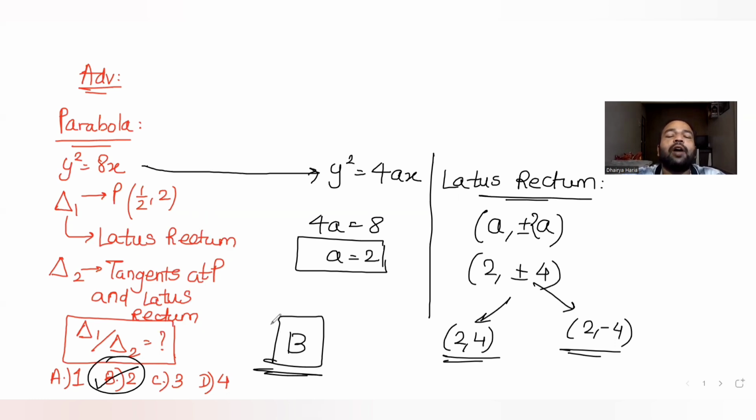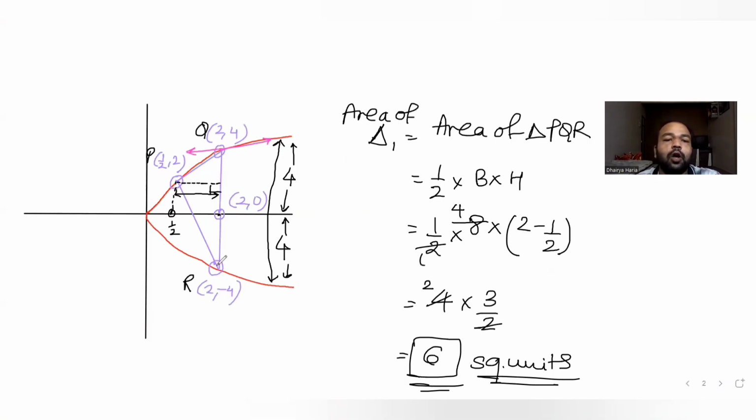I hope you have understood how to solve this type of question on parabola. So we first figured out the value of a. We got our endpoints of the latus rectum as a comma plus or minus 2a. Once we got that, with P, we formed a triangle whose area was easier to find out by just using half into base into height. So you get that as 6 square units.